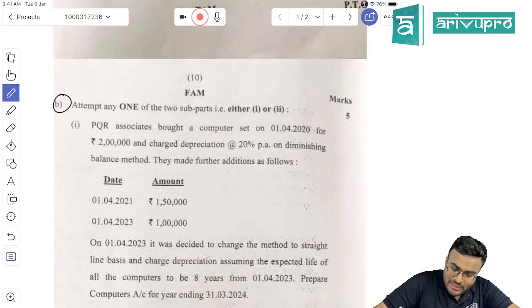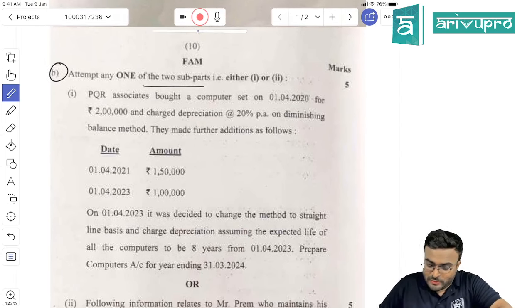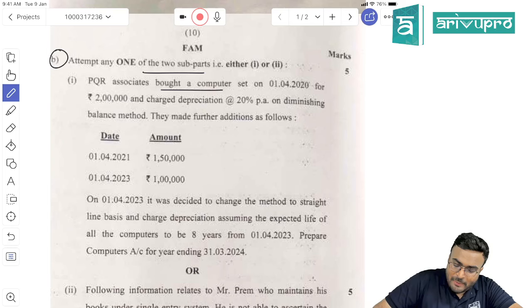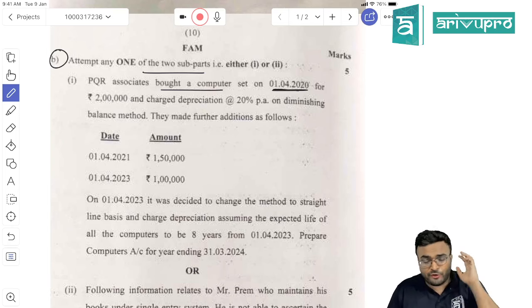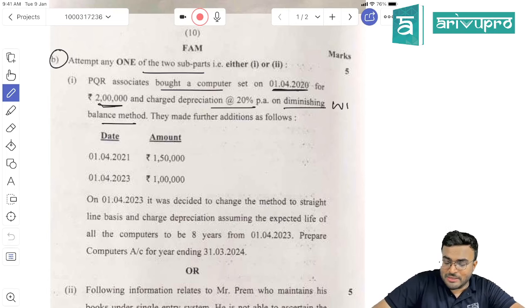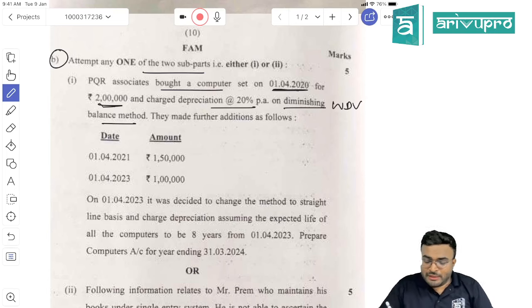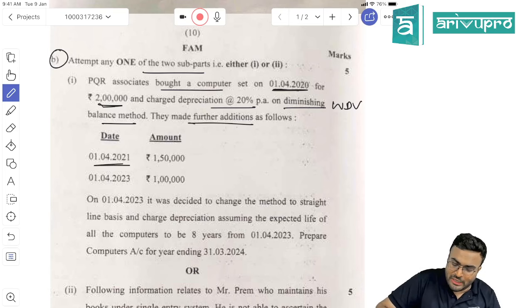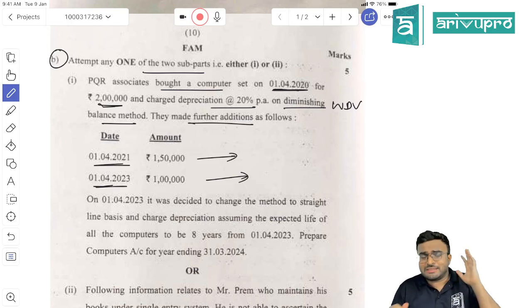They have told answer any one of the two. First one, PQR Associates bought a computer on 1/4/2020. They bought a computer for 2 lakhs and charged depreciation at 20% per annum under diminishing balance. That means WDV method they are following. They made further additions. 1/4/2021, they purchased one more. 1/4/2023, they purchased one more. So 3 assets they have purchased.